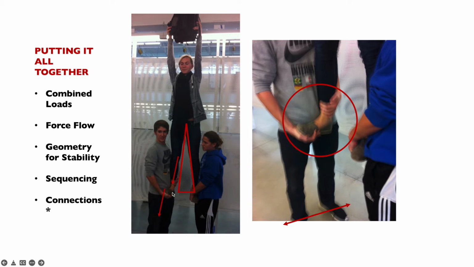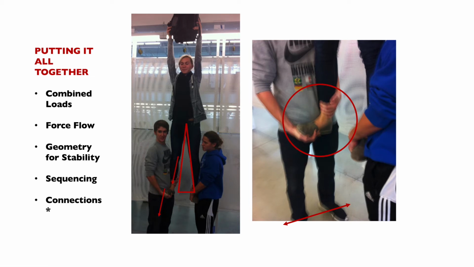The geometry for stability: triangle, triangle, and of course the overall form of all of them is a triangle as well. You can also see that they are turned inwards, and turning inwards allows it to be triangulated in the opposite direction too. So the first one is, let's say, the x-axis, and there's a triangle in the x-axis, but then the support is also triangulated in the y-axis as well.